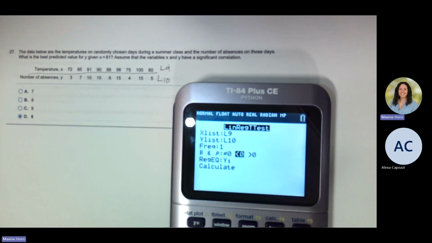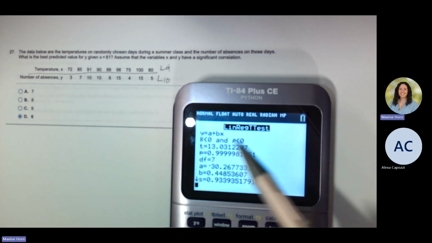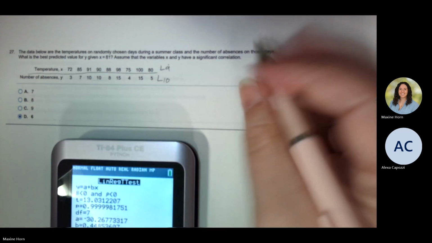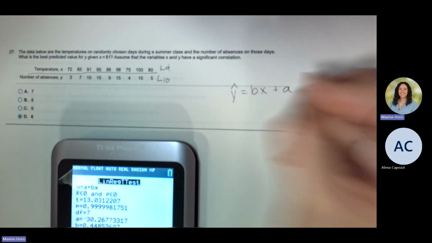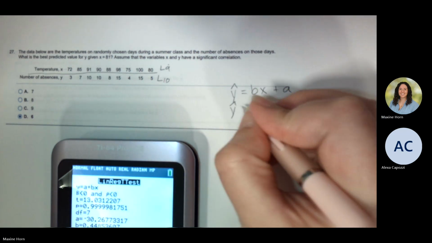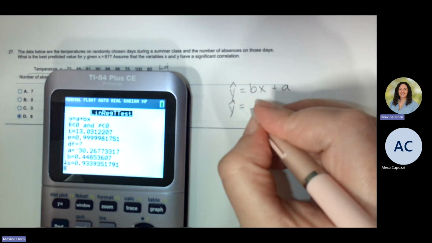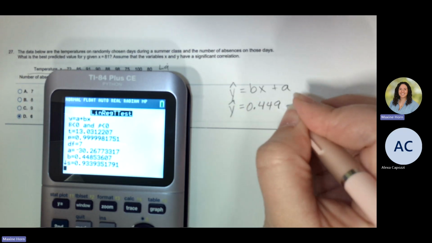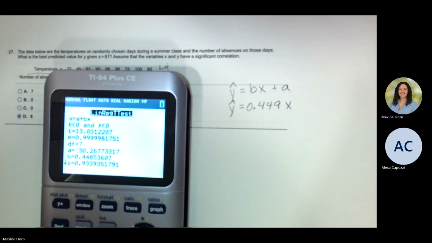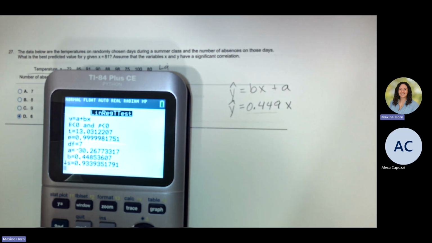Leave frequency as 1, leave that alone, and calculate. Okay, so it's reminding us y equals a plus bx, but we actually want bx plus a, right? The b value is 0.449. I mean, the b value is just the 0.449. It's not the x. The x is being multiplied by b.